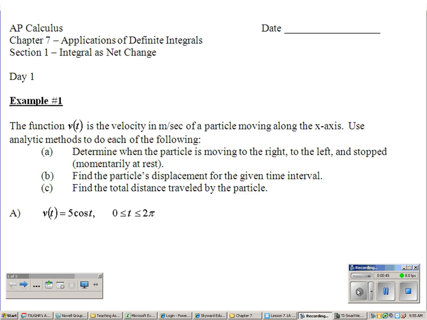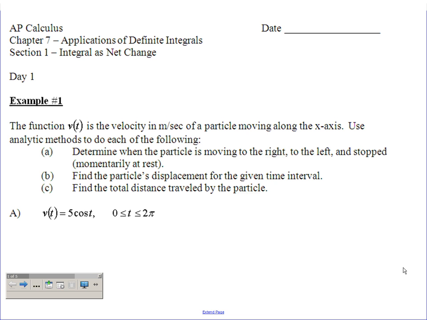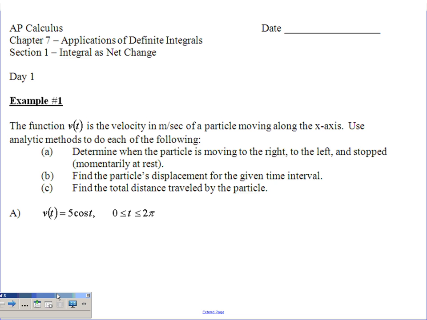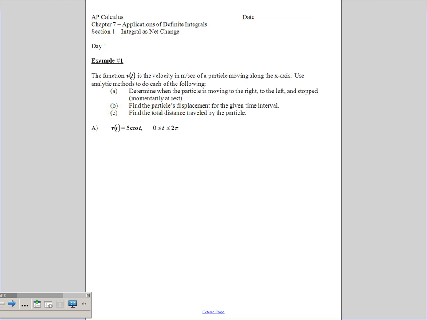So the first thing we're going to do is determine when the particle is moving to the right, to the left, and stopped. In order to do that, we simply have to set the velocity equal to 0 and check to see when the velocity is positive, when it's negative. So in order to do part A, we simply set the velocity function equal to 0.